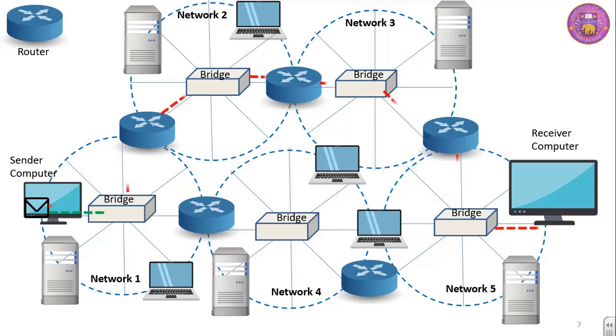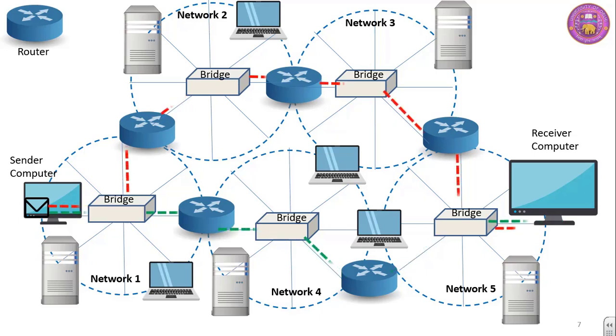Let us look at the second packet, which is in green dotted lines. Again, the message goes to the bridge. Bridge transmits this message to the router. Router finds that path in network number 4 is free. So the router transmits it to the bridge of network 4. Bridge of network 4 finds that another router is free which is connected to network 4 and 5. In network 5, the message goes to the bridge, and from the bridge this message goes to the receiver computer.